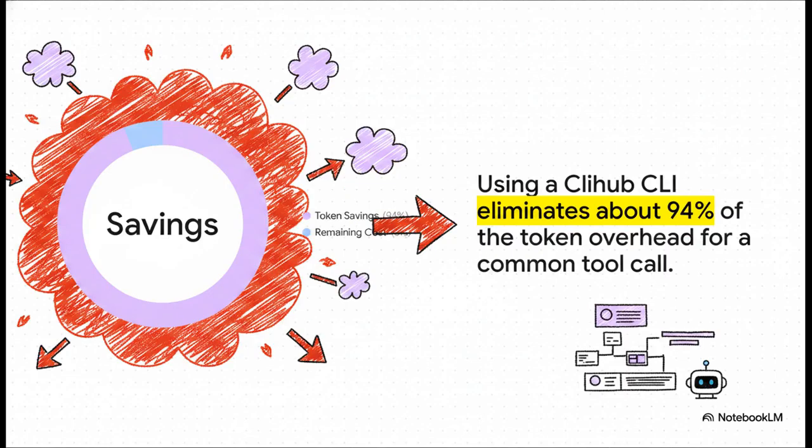So here's the bottom line, the main takeaway. Across most common scenarios, using a CLI that was generated by Clihub just wipes out about 94% of the token overhead. That huge red slice you see, that's the hidden tax that agents have been paying all this time, and Clihub pretty much erases it.